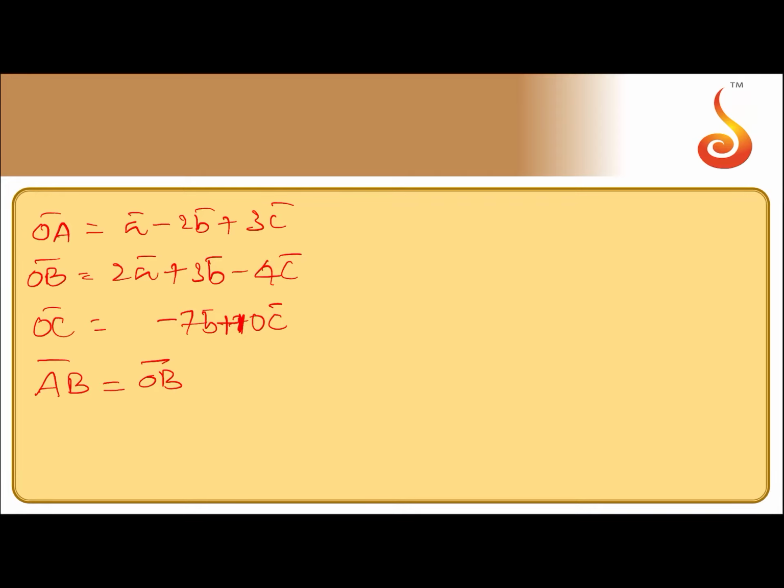AB vector is nothing but position vector of terminal point minus position vector of initial point. OB minus OA. That is 2A minus A will become A. 3A minus of minus 2 plus 5B. Minus 4 minus 3 minus 7C.